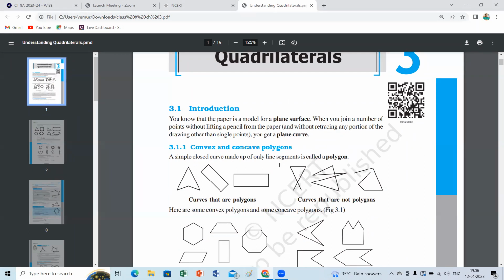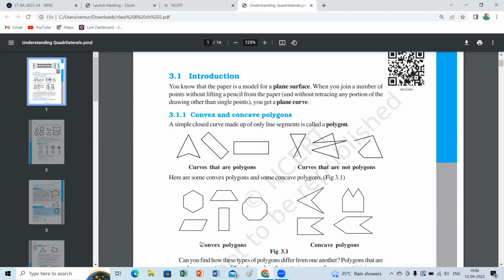Now here are some convex polygons and concave polygons. There is a big difference between convex and concave, children. Can you see there are two types of figures here? There is an octagon. This is, I think, an octagon, a six-sided polygon. Sorry, it's a six-sided hexagon.